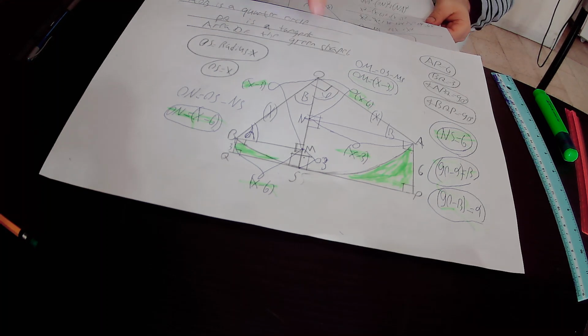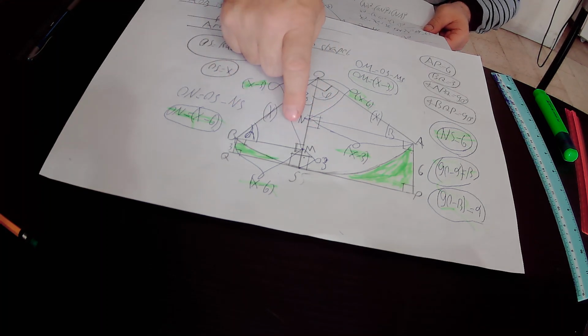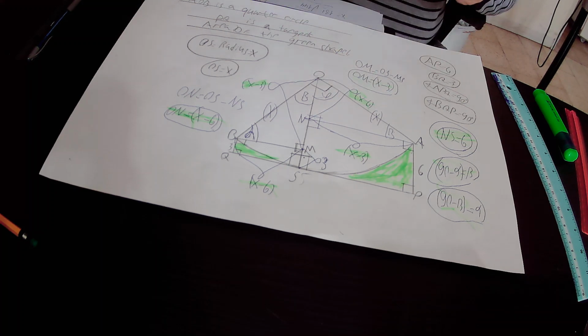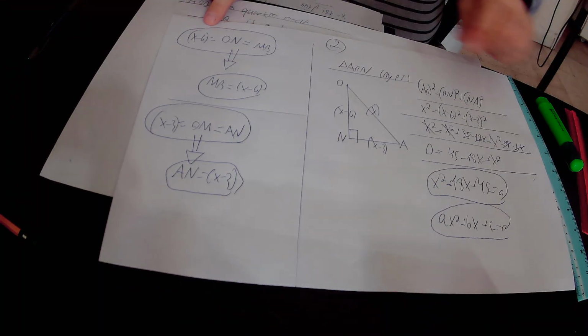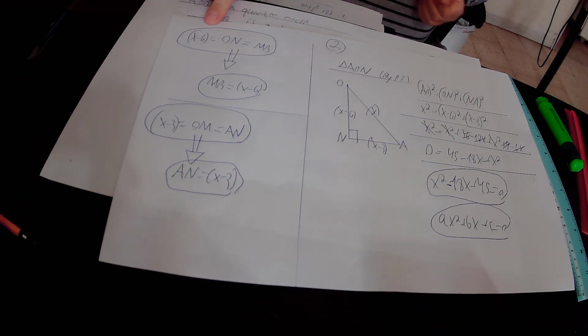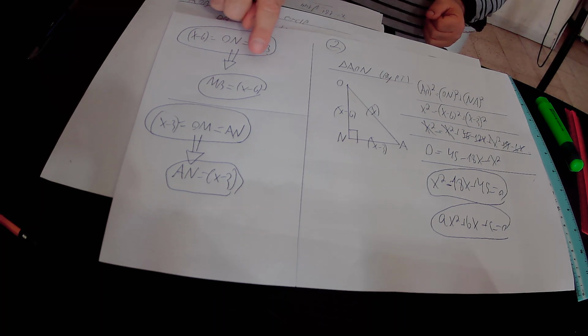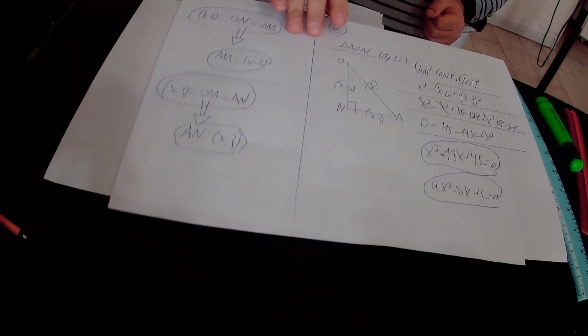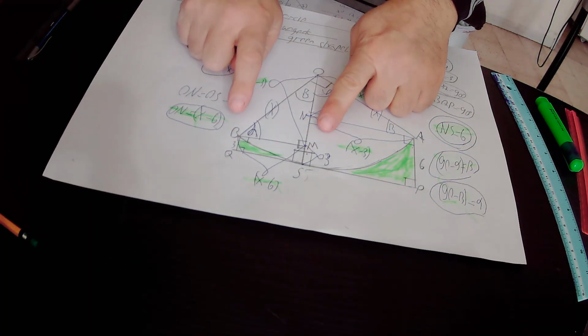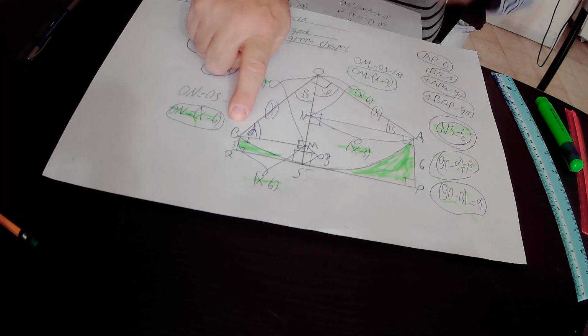Okay, so ON equals BM, but we have already found out that ON equals x minus 6. So we can write here that ON equals x minus 6, and from this equation, x minus 6 equals ON equals MB, we will derive that MB also equals x minus 6 units in its length. This side MB equals x minus 6 units in its length.